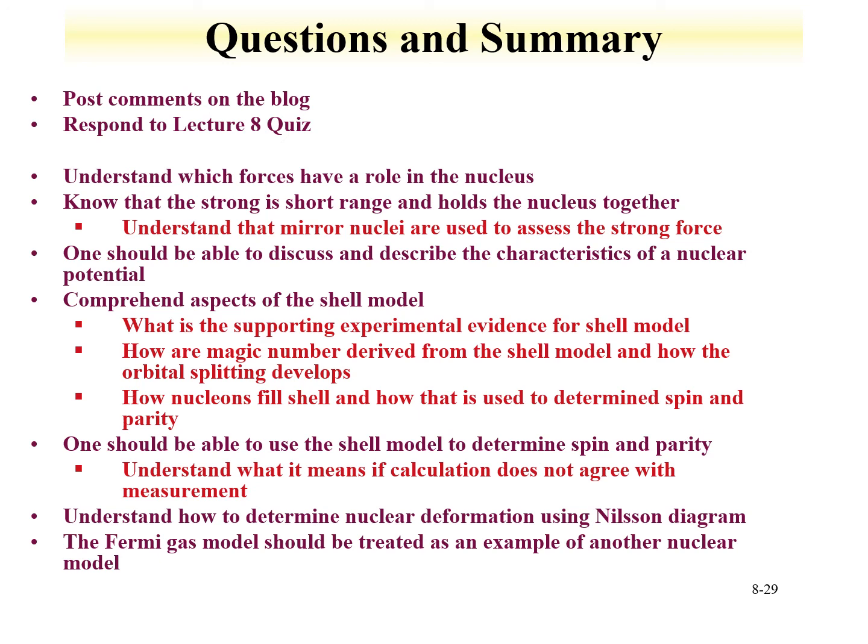Nuclei with single unpaired nucleons have half-integer spins, while nuclei with two unpaired nucleons have whole integer spins. One should be able to use the shell model to determine spin and parity, and you should understand what it means if the calculations using the shell model to determine spin and parity do not agree with experimental evidence. You should understand how to determine nuclear deformation using Nilsson diagrams.